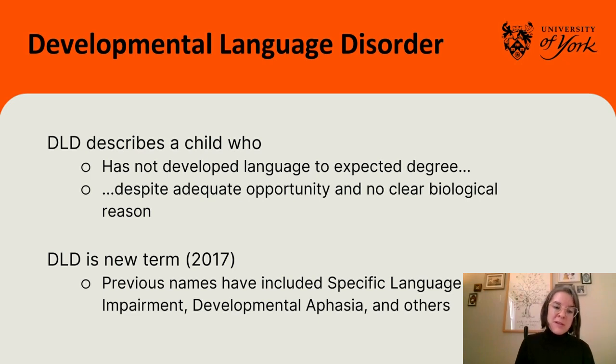You might have come across DLD in some previous names. So in 2016-17 there was a big push to all get behind one term, DLD. Prior to that, the same group of children were referred to by quite a number of different names. So when I was coming up doing my PhD, I was using the term specific language impairment. Some of you may have heard of that. Developmental aphasia, expressive language disorder are also all in the mix as well. But since 2017, we've really all tried to use the same language, which is developmental language disorder.